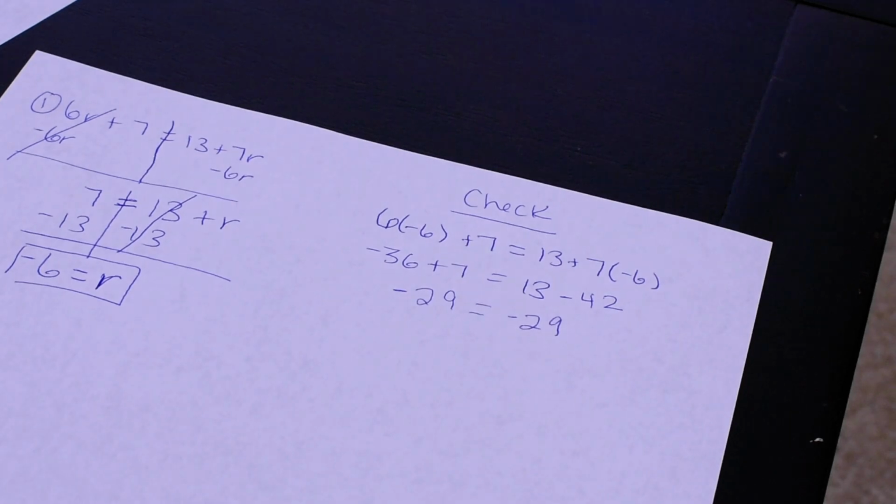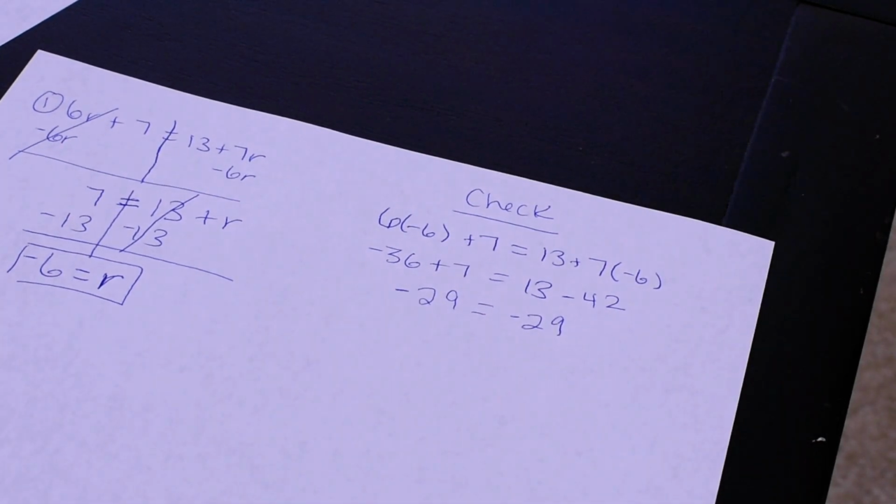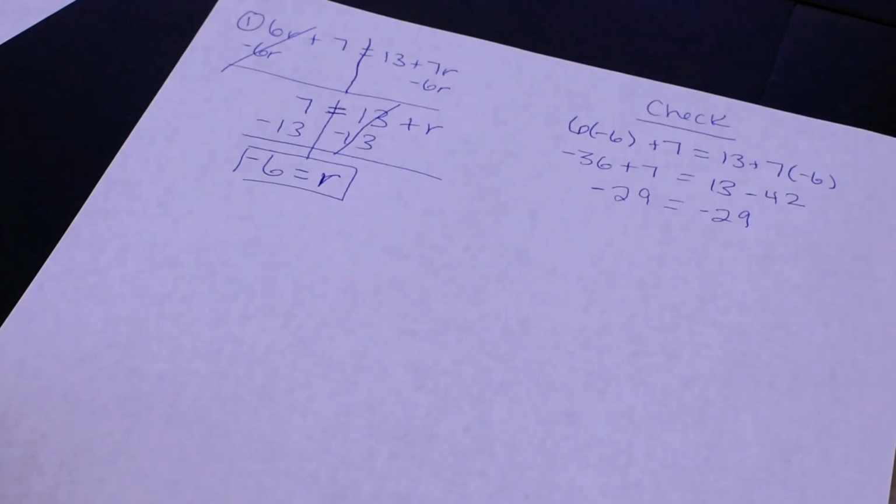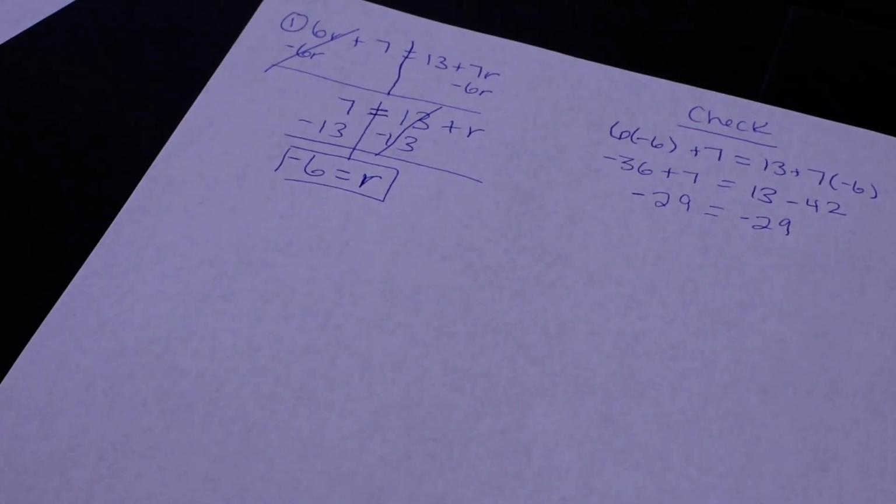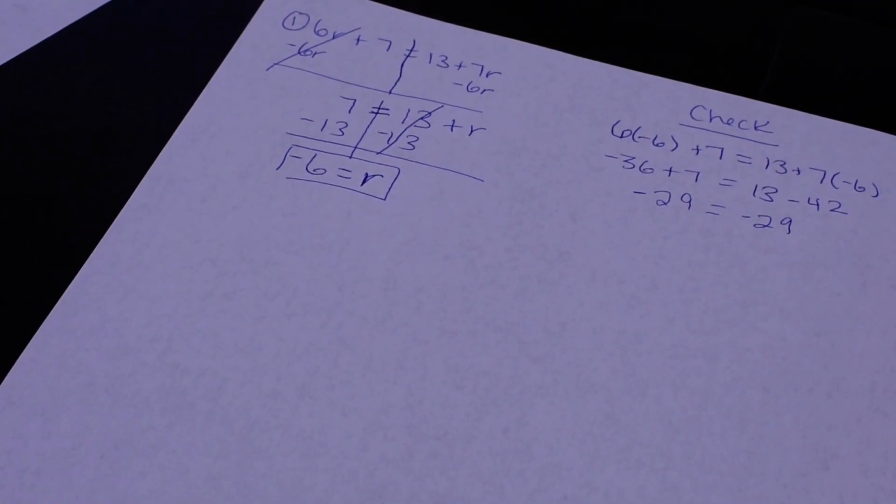Use your calculator to check your answers. Miss A is really, really smart. Like, I can't even believe how smart I am sometimes. So I already know the answer. And yep, you should have got negative 6 as your answer.